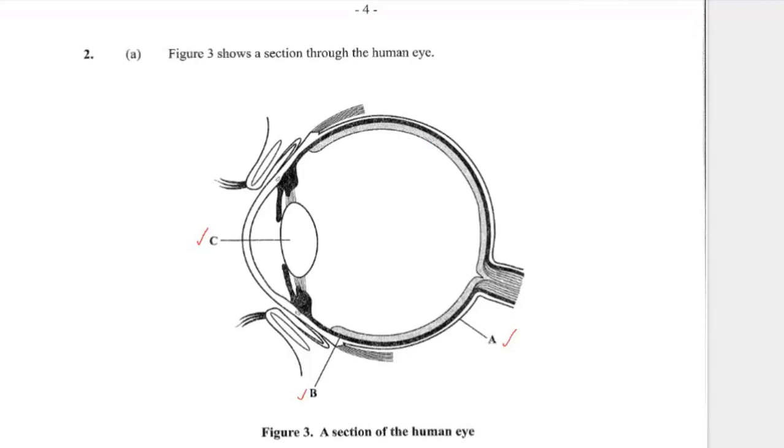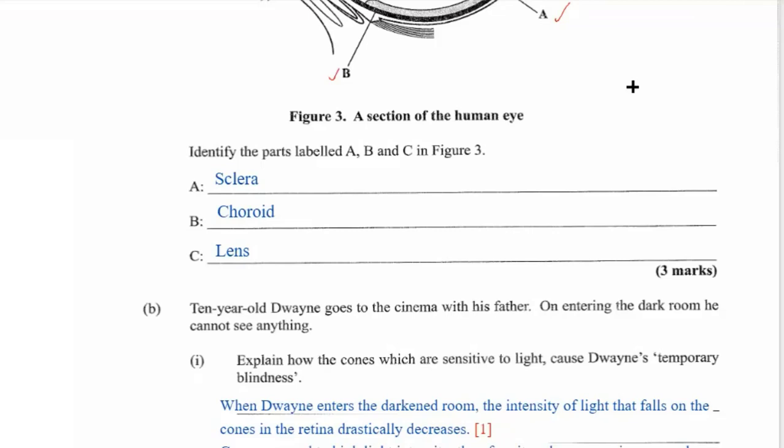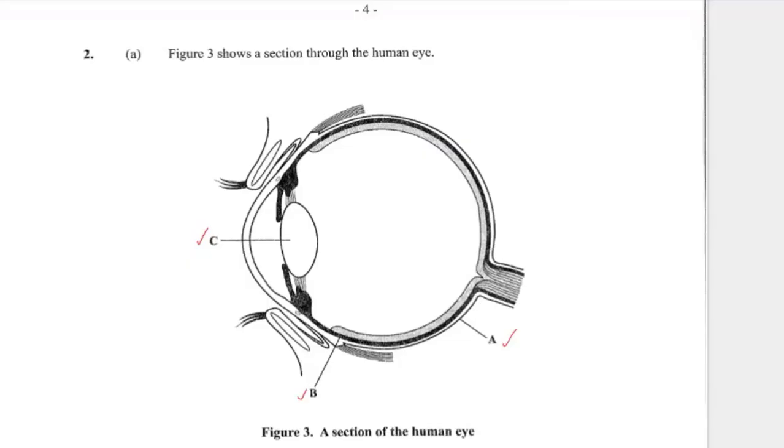So A is pointing to the sclera, which is that outer membrane that helps to keep the shape of the eye. And then we have B, which it can point. I'll tell you why it's not the retina. Some people may look at this and say, but it's pointing at this.